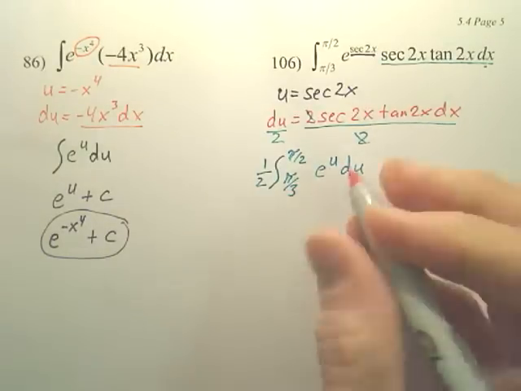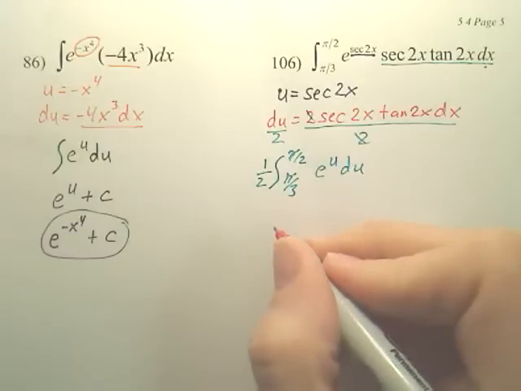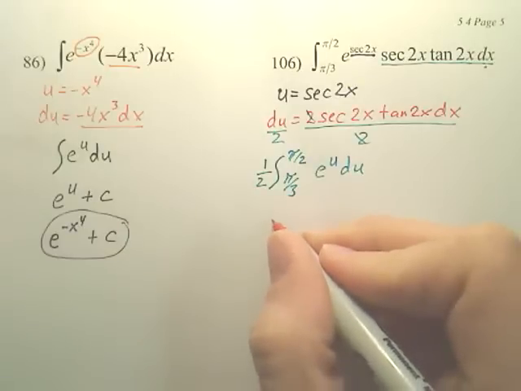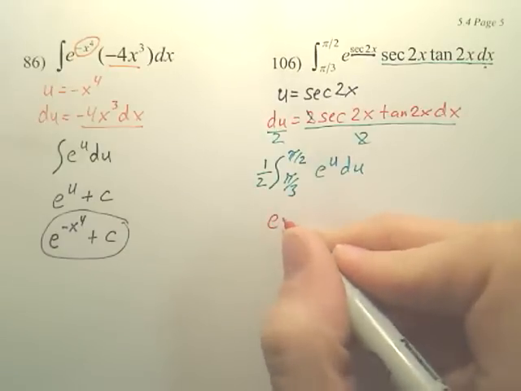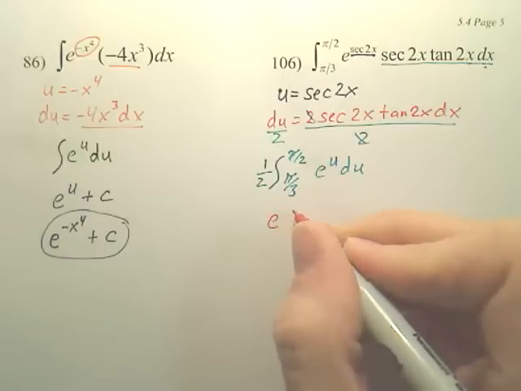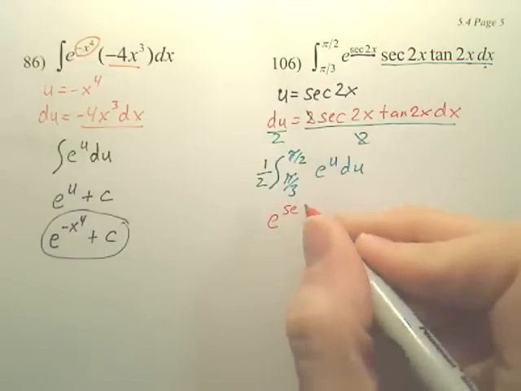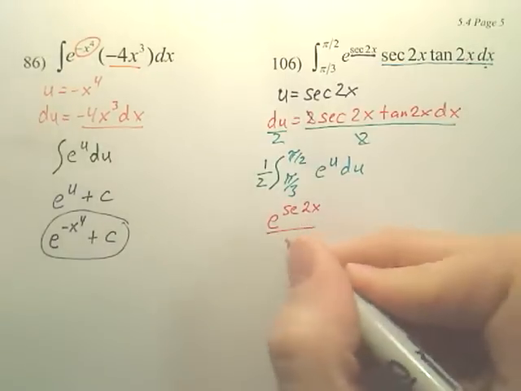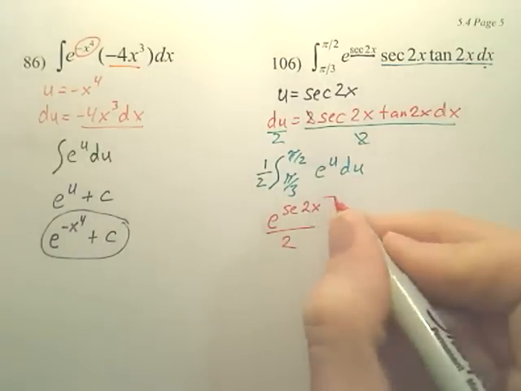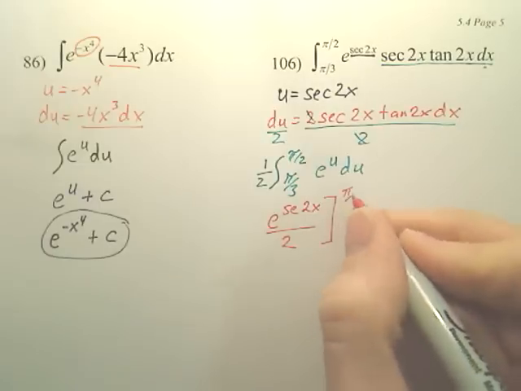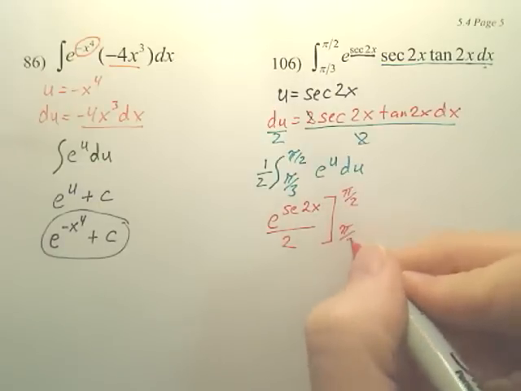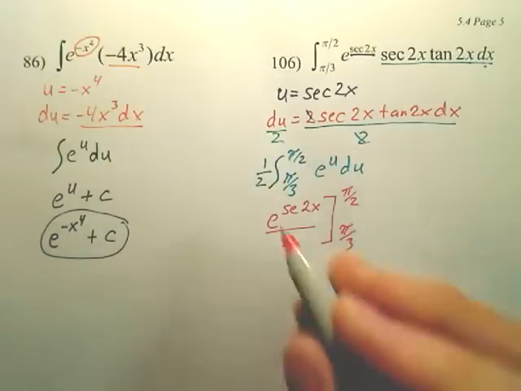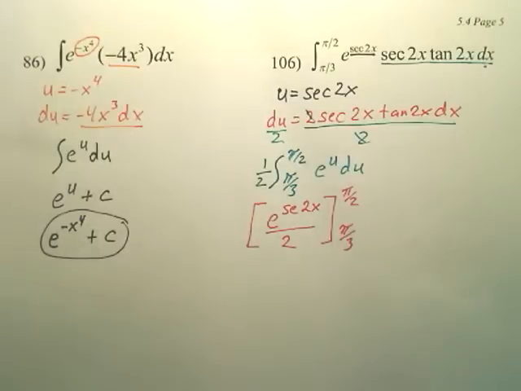When I integrate e to the u, again, very simply, e to the u. So it looks like we're going to have e, and then let's put u back in, secant 2x divided by 2, and my interval, again, is pi over 2, pi over 3. Because the integral of e to the u is e to the u. Don't forget the 2 on the bottom.